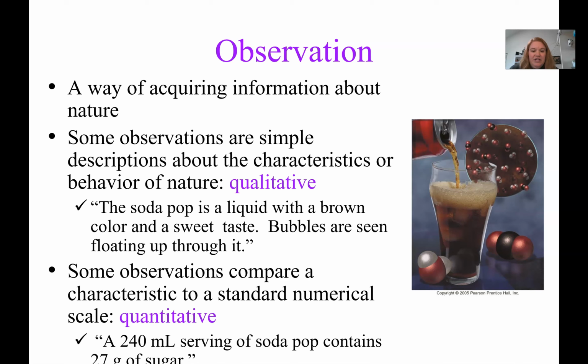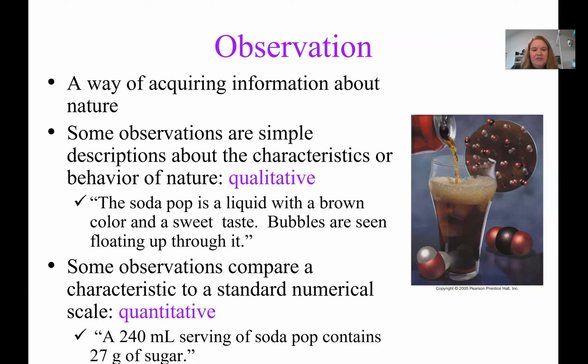An observation is a way to gain information about something, which I know is a very general way to say that, but it can be a very broad range of information. Some observations we can get just by literally observing the object. And this is what we call a qualitative observation.